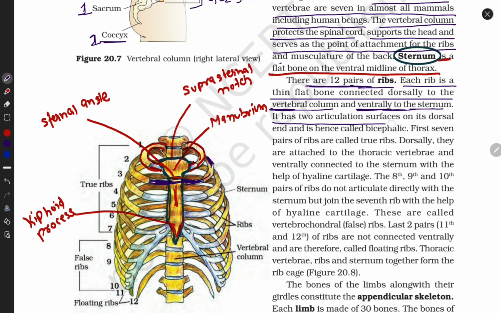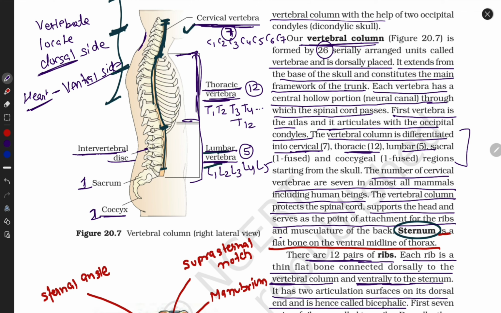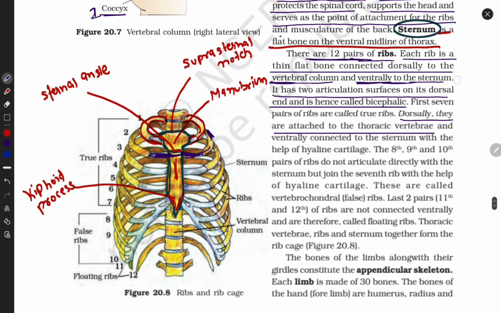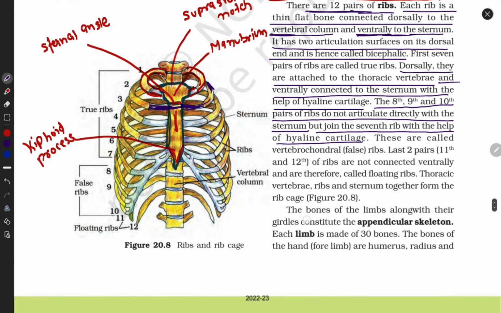It has two articulation surfaces on the dorsal end and is called bicephalic, because the backside is connected with the vertebral column and the front ventral side, where the heart is situated, is connected with the sternum. Dorsally, they are attached to the thoracic vertebrae, and ventrally connected to the sternum with the help of hyaline cartilage. The 8th, 9th, and 10th pairs of ribs do not articulate directly with the sternum but join the 7th rib with the help of hyaline cartilage.